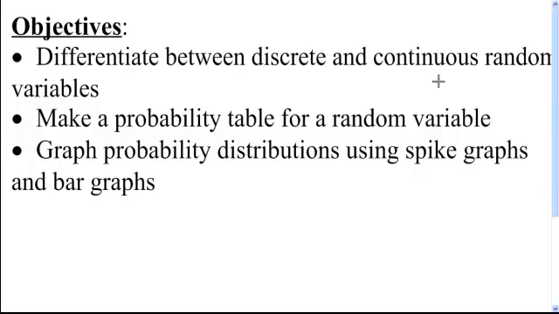In this video, we are going to look at differentiating between whether we have discrete or continuous random variables. We're also going to make probability tables for our random variables and then graph probability distributions using spike graphs, which are going to be new, and then also looking at bar graphs, which you're kind of used to.